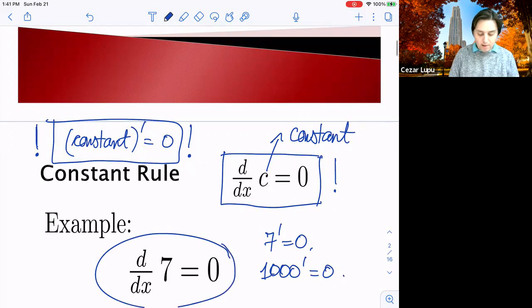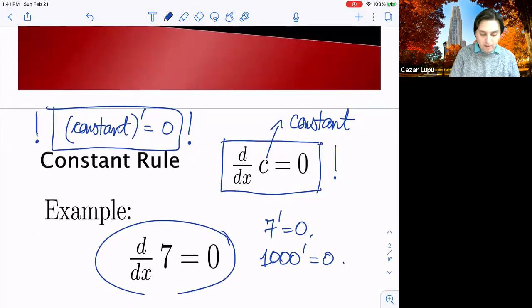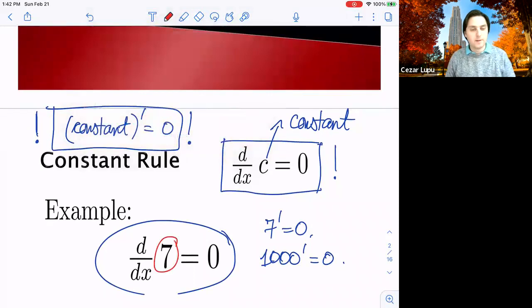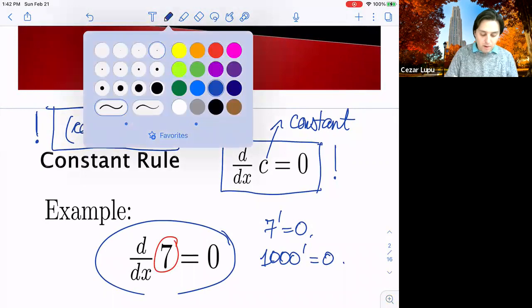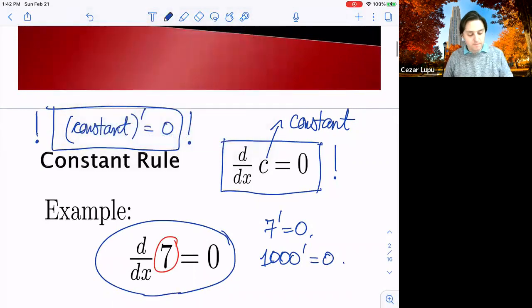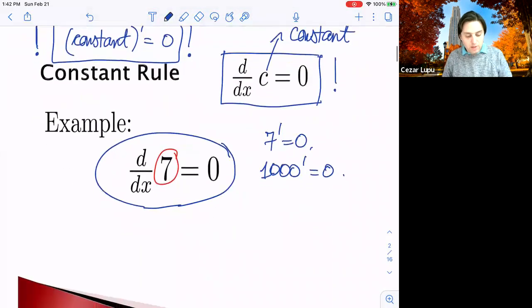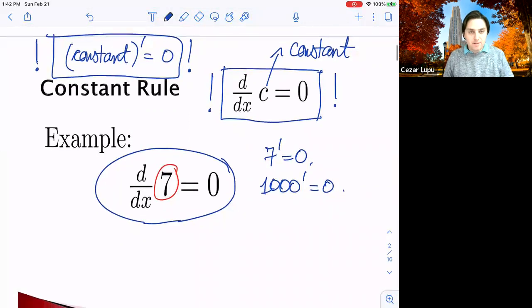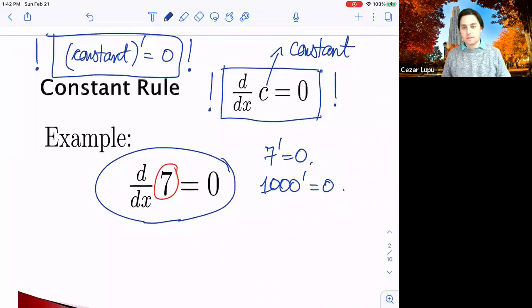You see, there is nothing in terms of x inside. This is just a constant 7. There is nothing with x. So there you go, the derivative will be 0. All right, so keep this in mind, that the derivative of a constant will always be 0. That's the simplest rule that you can imagine.